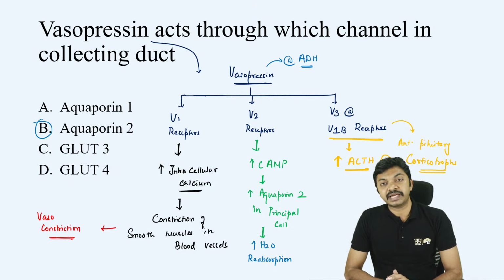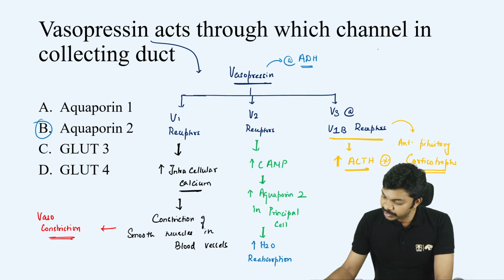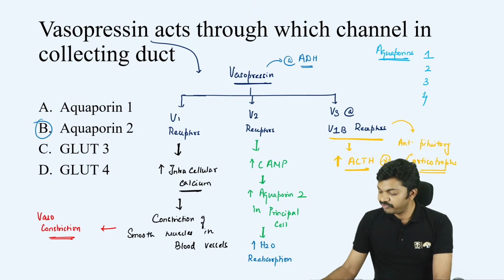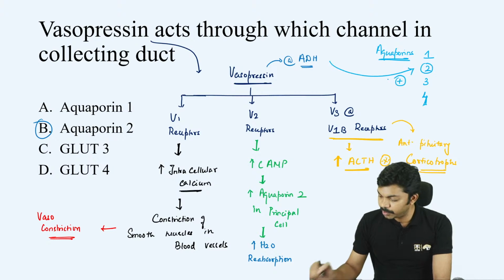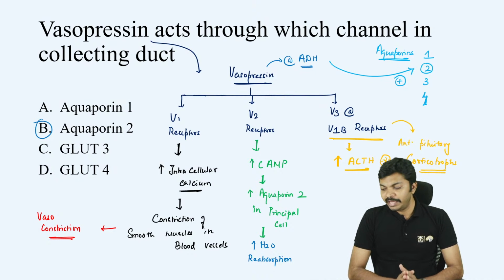This is on one side, guys. On the other hand, when it comes to aquaporins, you also need to be very familiar with aquaporins. There are 4 kinds of aquaporins. Aquaporin 1, 2, 3 and 4. Out of 4 classes of aquaporins, it is aquaporin type 2 which is alone influenced by antidiuretic hormone. None of the other aquaporins are influenced by ADH. Remember, ADH only influences aquaporin type 2 and no other hormones, guys.